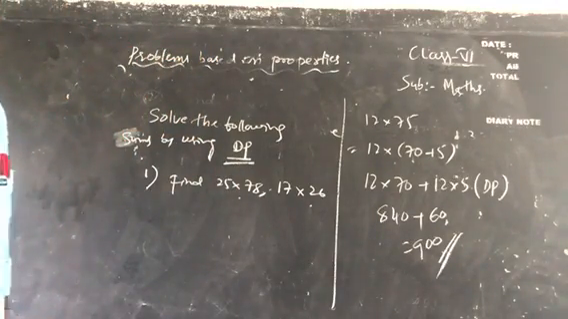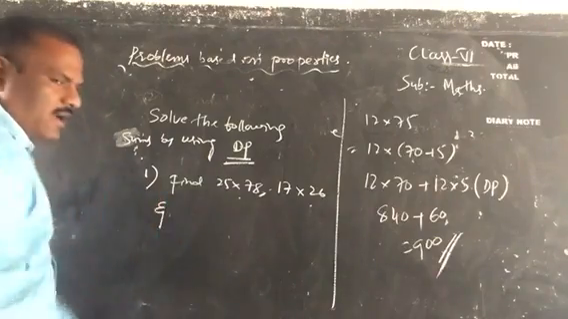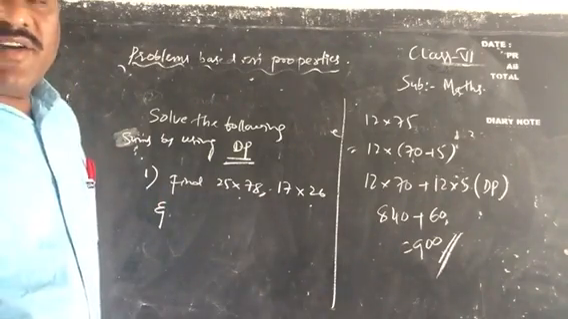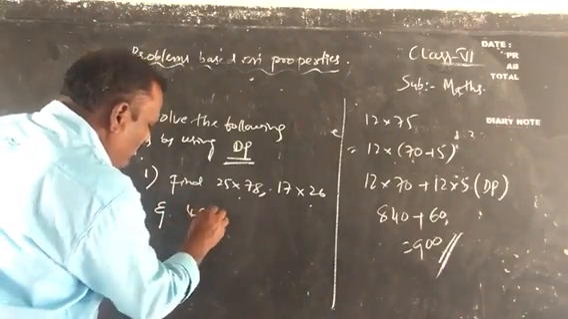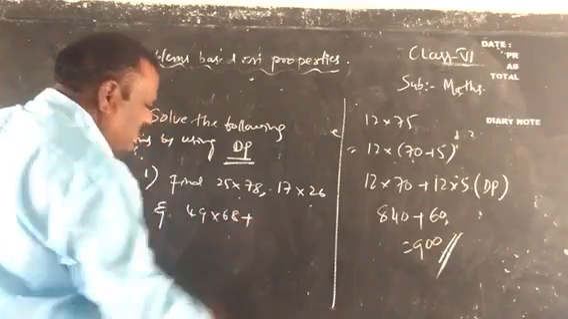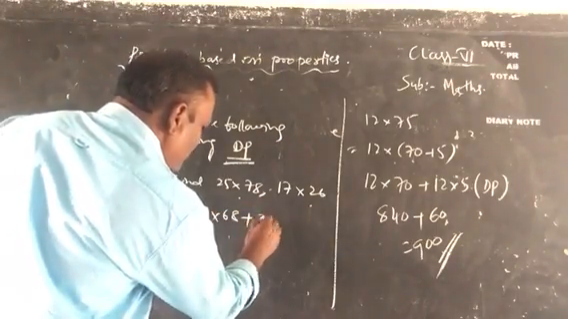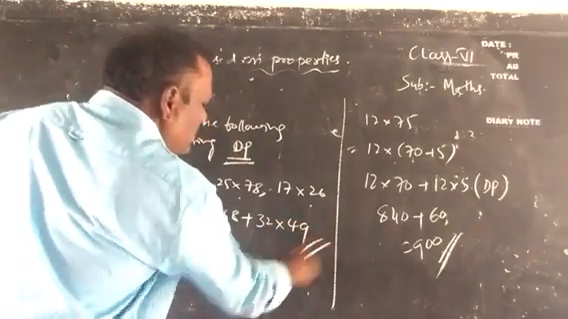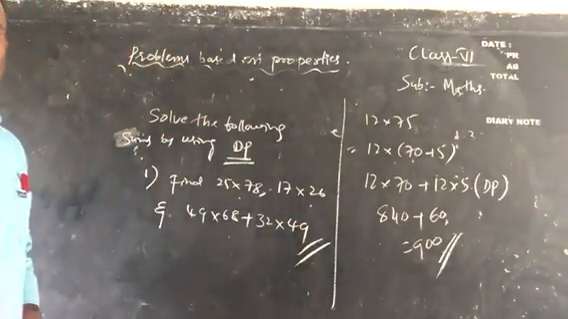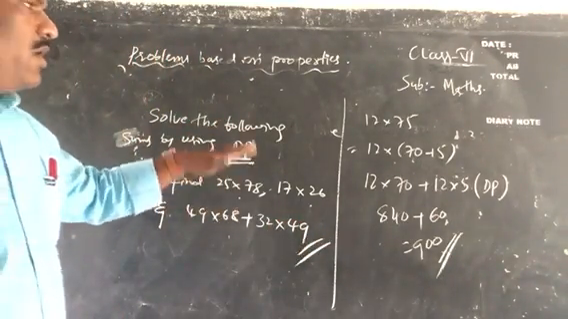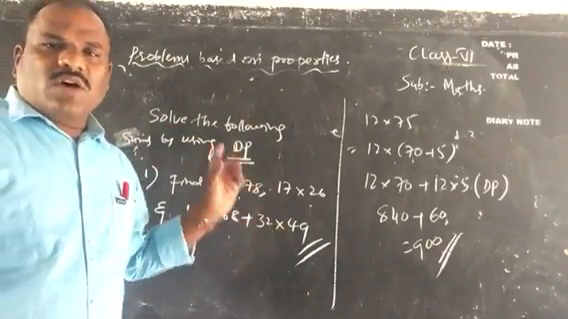Okay, and 49 into 68 plus 32 into 49. These sums you can do in your classwork. The remaining sums which I explained, you can also do in your classwork after watching this video.